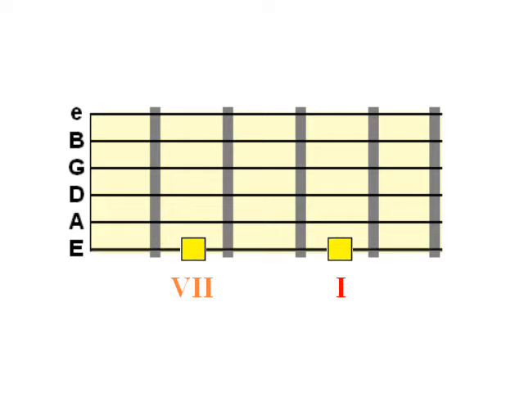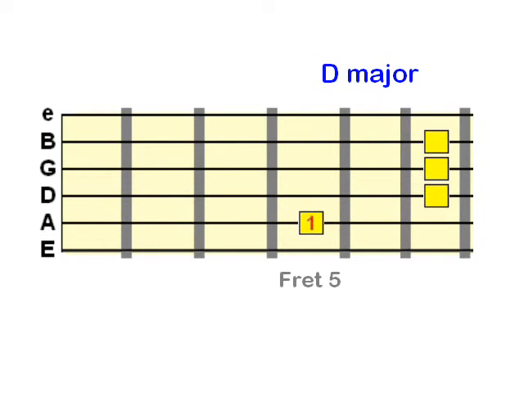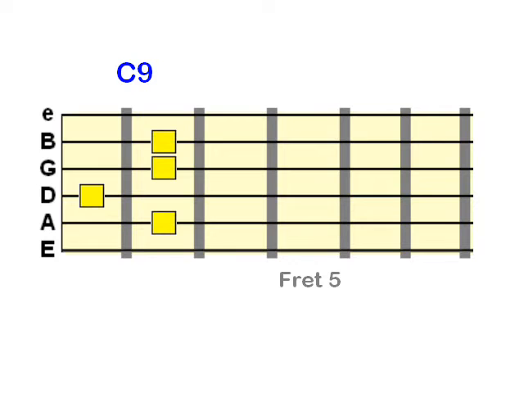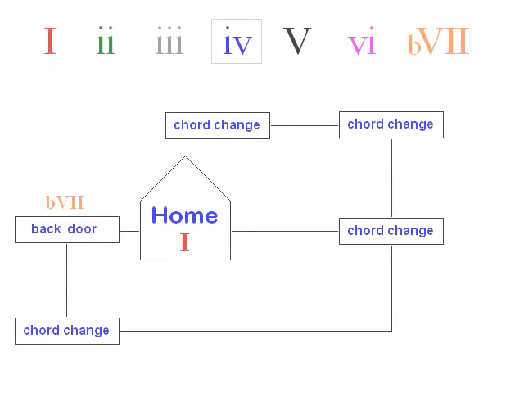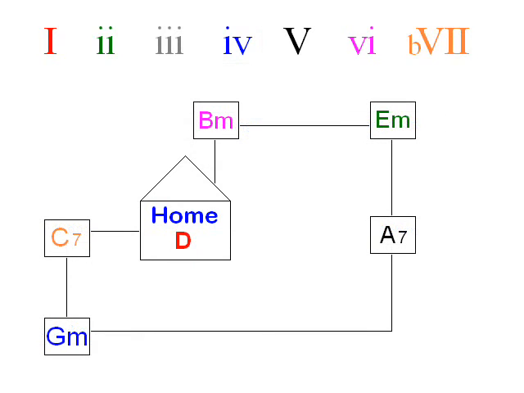Again, if our home was D major, the backdoor subtonic would be C major, or more often a dominant 7th variation. A minor 4 chord is often used to signpost the backdoor route. In this example, that would be G minor, making our backdoor sequence G minor, C7, D major.